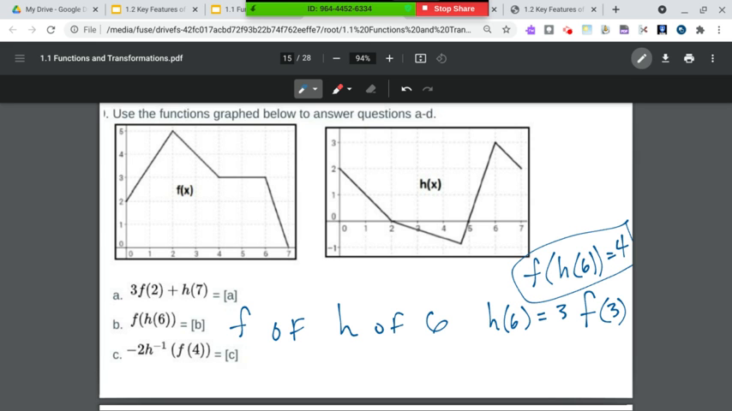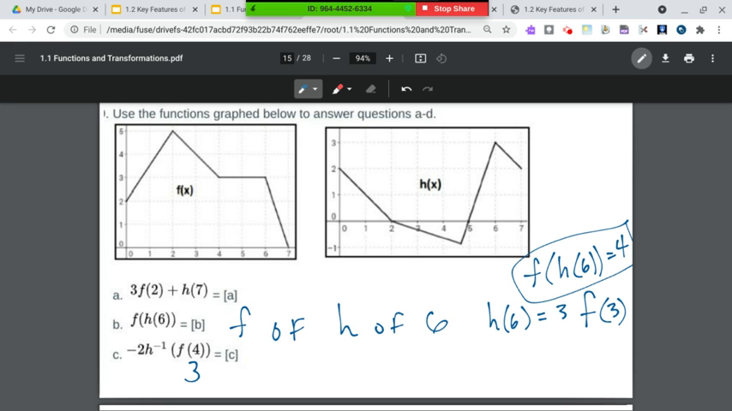Yeah. Okay. This last one, let's do that one together. It says -2 times h inverse of f of 4. Okay. So when you have multiple things crunched together like that, you're going to work inside out. So first, what is f of 4? 3. Okay, so f of 4 is 3.